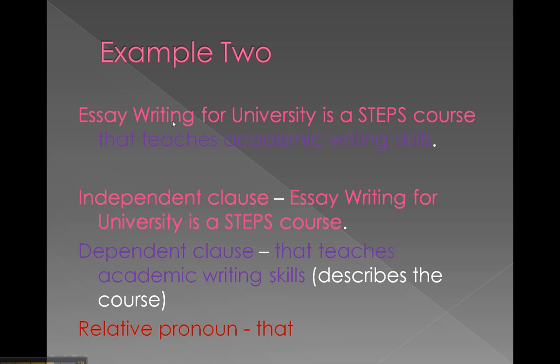Okay. The second example here is the other pattern. Essay writing for university is a STEPS course that teaches academic writing skills. So here our independent clause or simple sentence comes first and it's not interrupted by any other words. So this is our independent clause: Essay writing for university is a STEPS course. Full stop. The dependent clause is that teaches academic writing skills. So that group of words describes something about the STEPS course, tells us something more about it, gives us some more information. And the relative pronoun that we've used here is the word that.